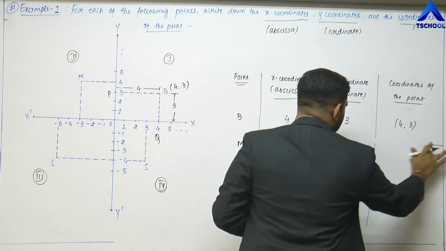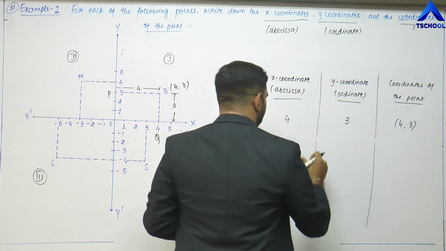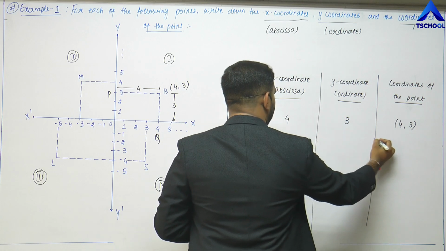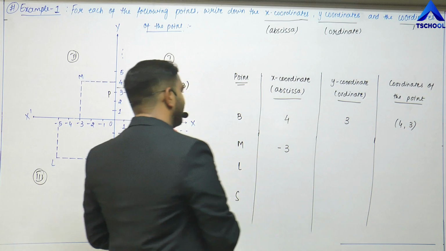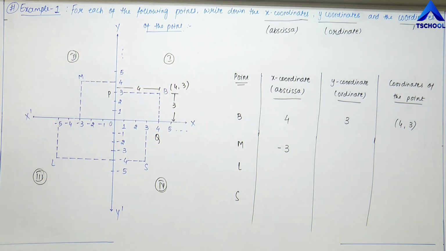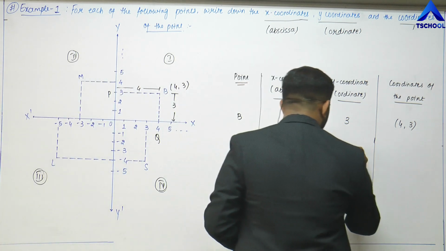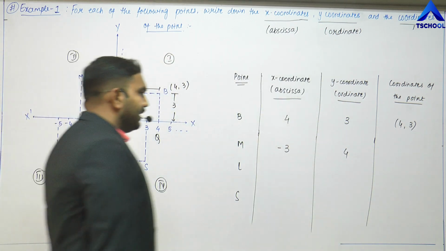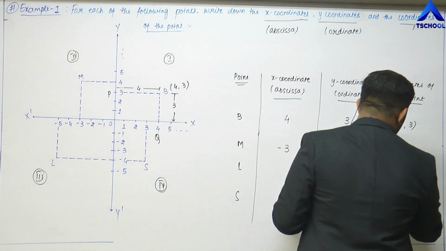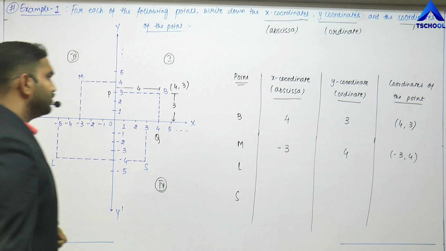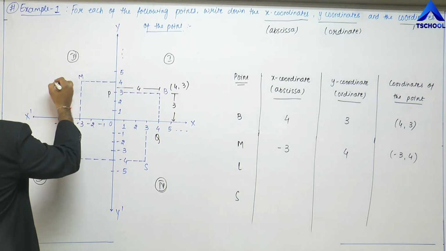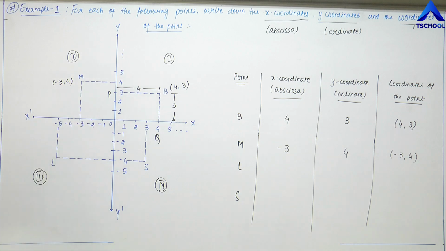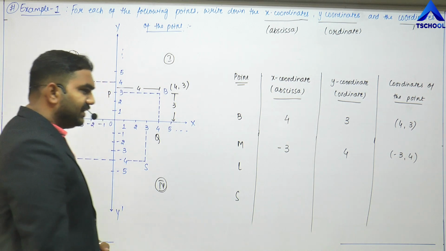Now we also need to find the y coordinate here. The y coordinate of point M is measured along the y-axis from the x-axis, so that will be 4. As you can see, this point M corresponds to 4 here, right? And hence the coordinates of the point are -3, 4. So you can write it down that M is -3, 4. Yes or no? Right? Okay.